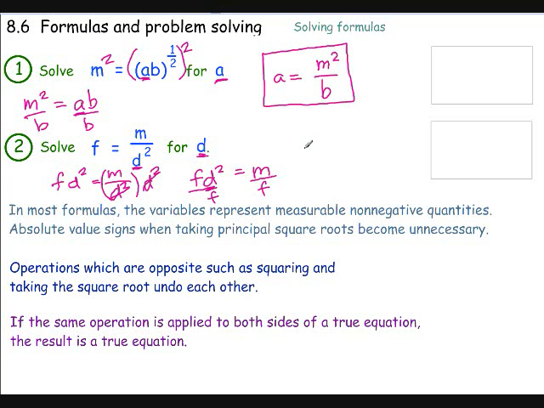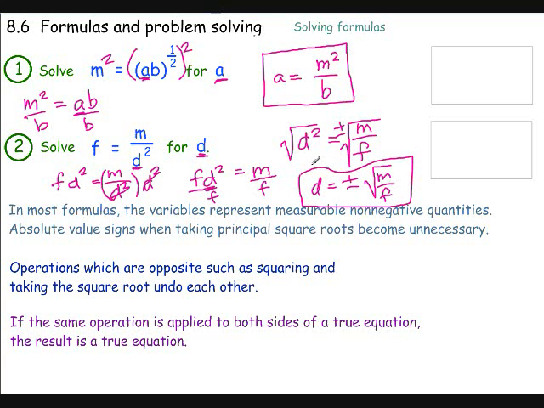So I've got D squared is equal to M divided by F. I'm going to take the square root of both sides. And of course, it's going to be plus or minus on this side. So I end up with D equals plus or minus the square root of M divided by F. There we have it.